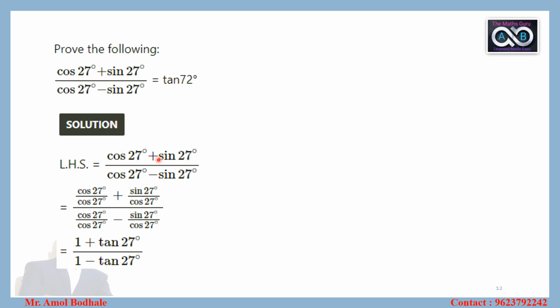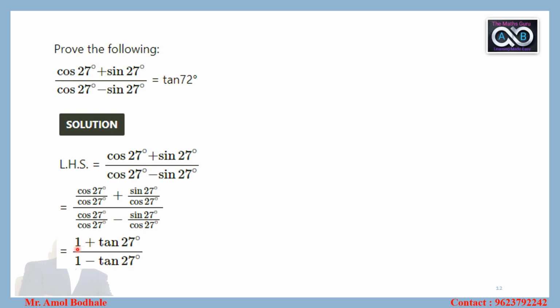Cos 27 degree plus sin 27 degree upon cos 27 minus sin 27. Now, if we divide the numerator and denominator by cos 27, then what we get? Cos upon cos, which is 1, sin upon cos, which is tan 27, cos upon cos, which is 1, minus sin upon cos, which is tan 27.